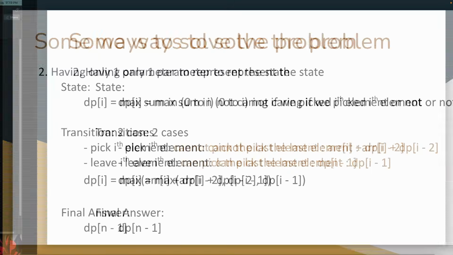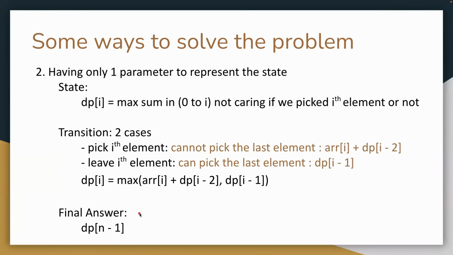So this is basically like considering zero-based indexing, dp of n minus 1. If you consider one-based indexing, then dp of I will be the maximum sum from 1 to I. And then the final problem will be dp of n, the final answer. So is this concept clear to everyone, like this idea?